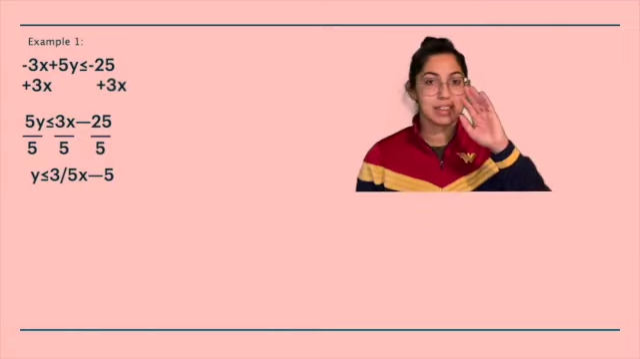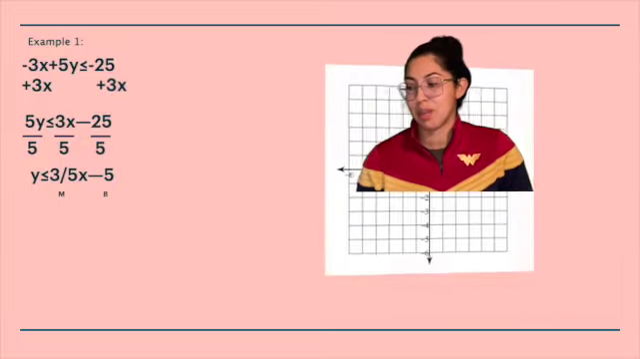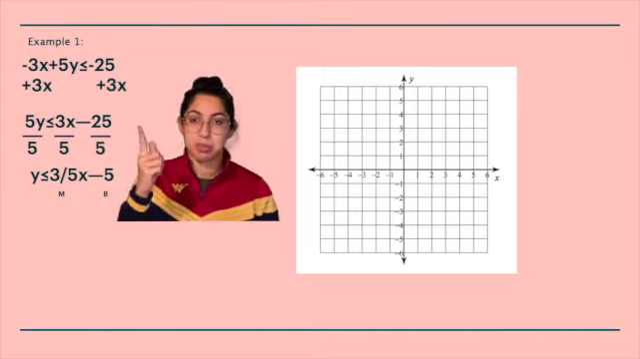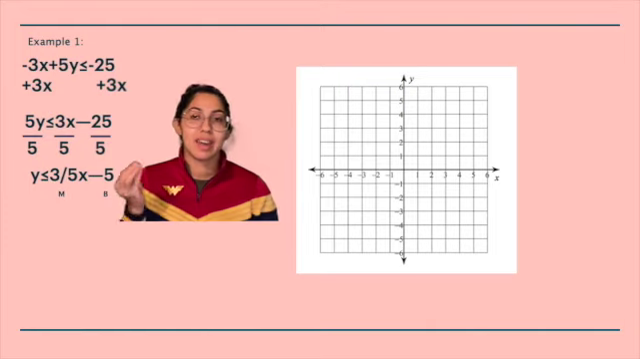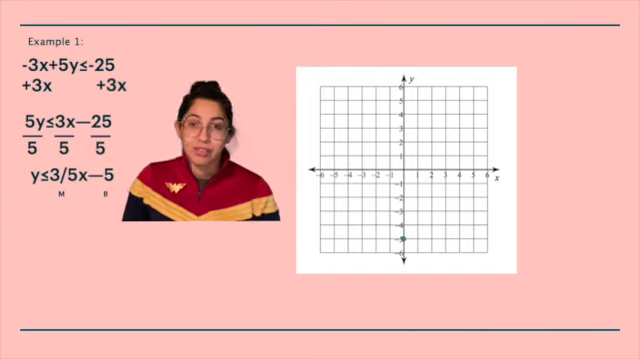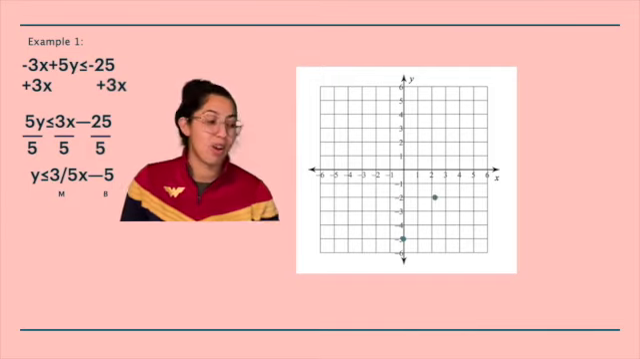So this is kind of the easy part. Here comes the little more tricky part. We do have our m and b. m is 3/5, so that tells us go up 3 over 5. And b tells us where to start or begin, which is at negative 5 on the y-axis. So we're going to start at negative 5. We are going to go up 3 and then over 5.